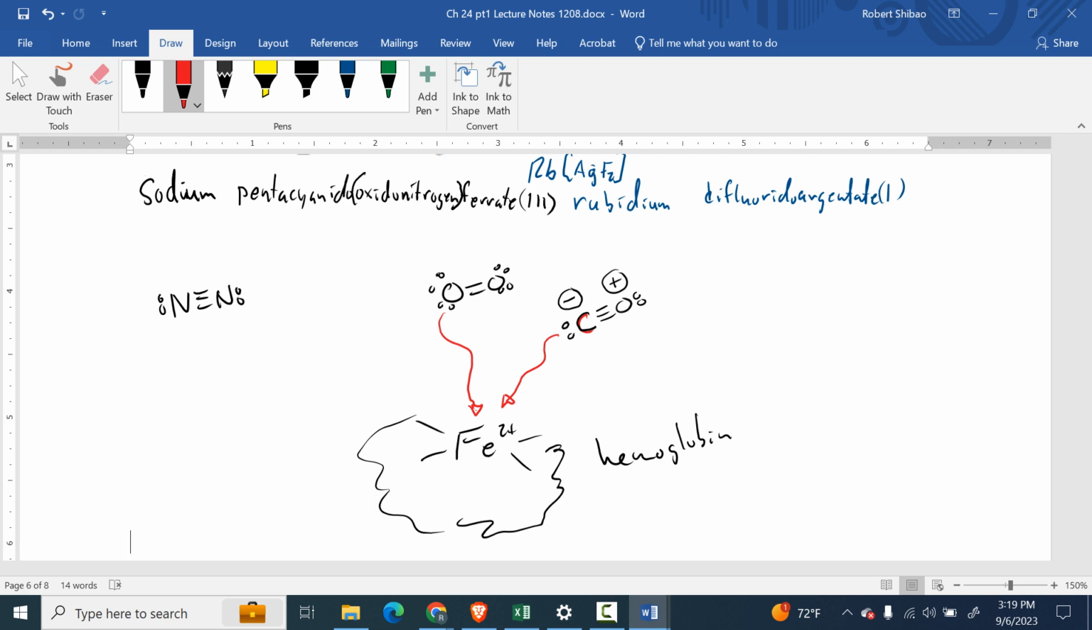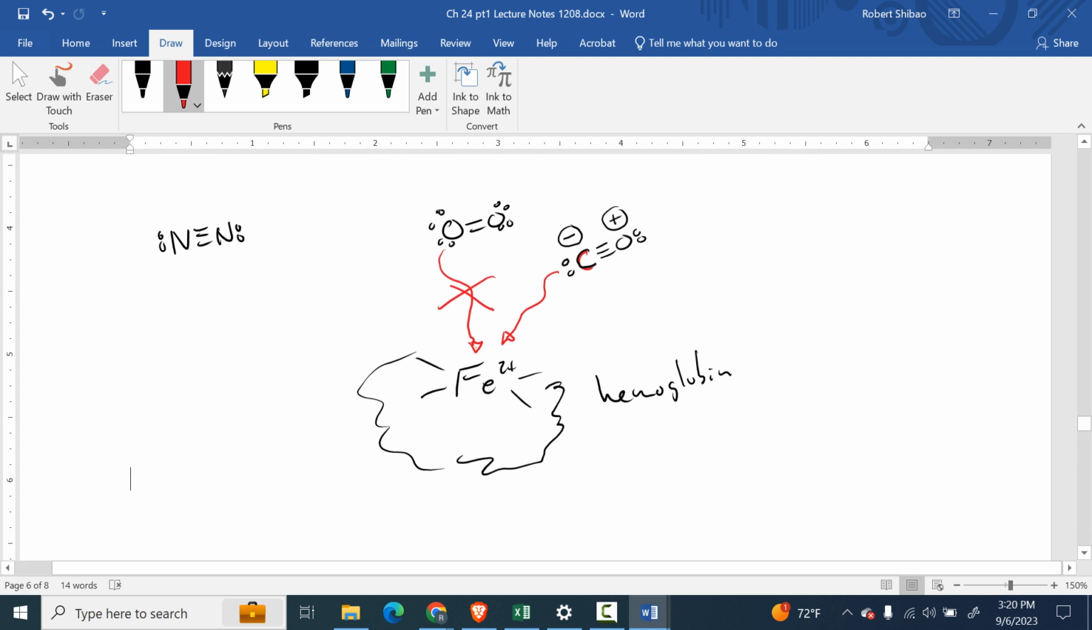Inert complex means once carbon monoxide is bonded to the iron 2, once carbonyl binds to the iron 2, it doesn't let go. If it doesn't let go, can oxygen come in? No. And so this is carbon monoxide poisoning, and lots of people die every year from carbon monoxide poisoning because it blocks O2 out. And you can't breathe. Well, you can breathe, but you're not getting any oxygen.